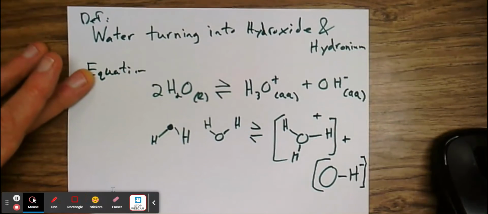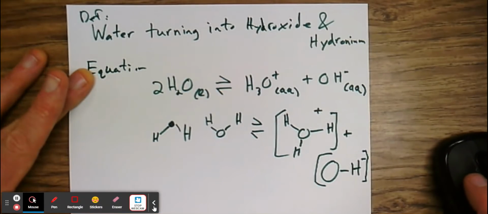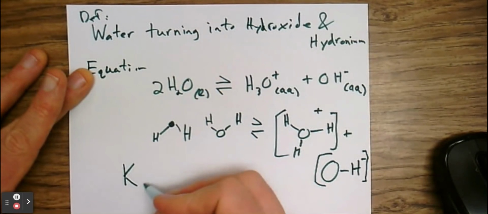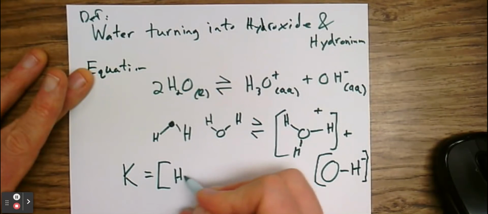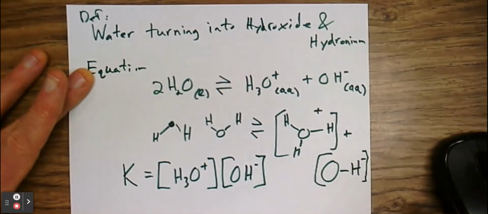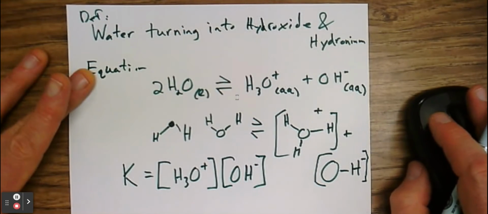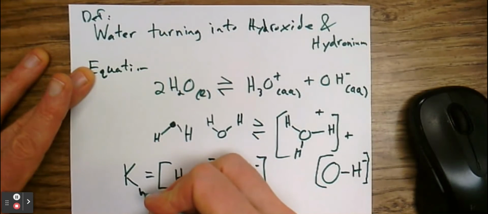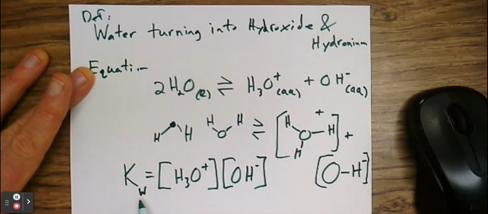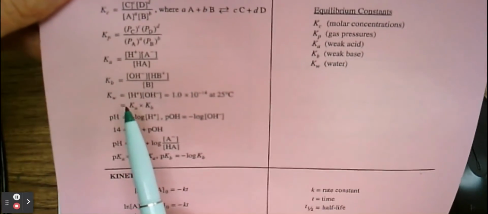Now, since this is an equilibrium reaction, I can write an equilibrium expression for it, K, and it's only going to be dependent upon the amount of hydronium and the amount of hydroxide, because this is a liquid and they don't go into the equilibrium equation. Now, it is given a specific title called Kw, and you'll notice on our cheat sheet or our reference sheet, it's there. It's given to you. All right.